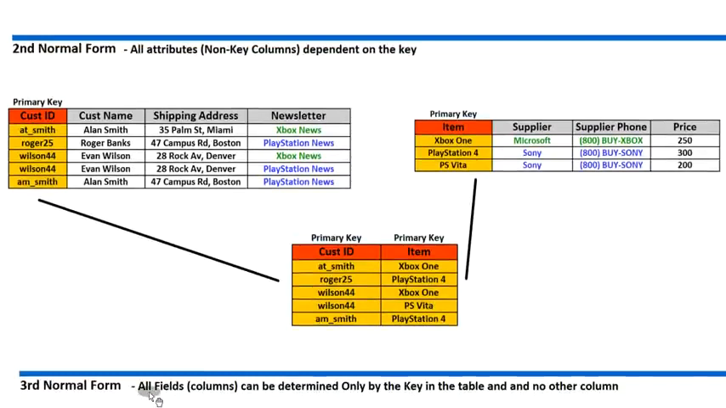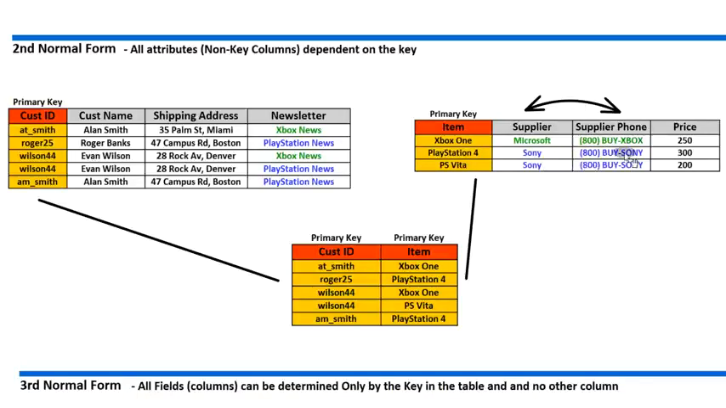Third normal form. All fields, meaning columns, can be determined only by the key in the table and no other column. Okay, so what can be the problem here? Well, the problem is that Microsoft and the Xbox supplier phone number always goes together.